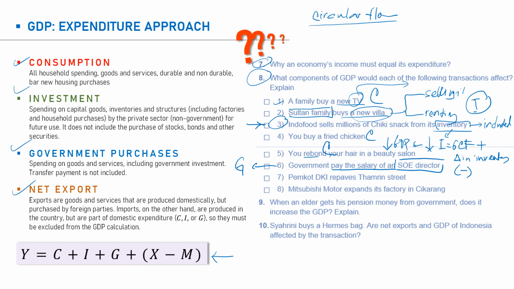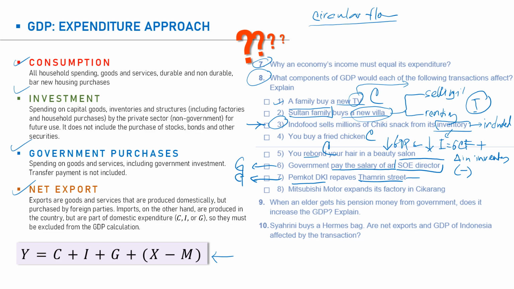Okay, and then how about the government repaves Tamrin Street? There will be purchase of capital. There's also payment to labor and so on. All right, and whether what is spent by government is for investment or for consumption, both will be categorized as government spending. And of course, as long as the payment results in products in the economy.